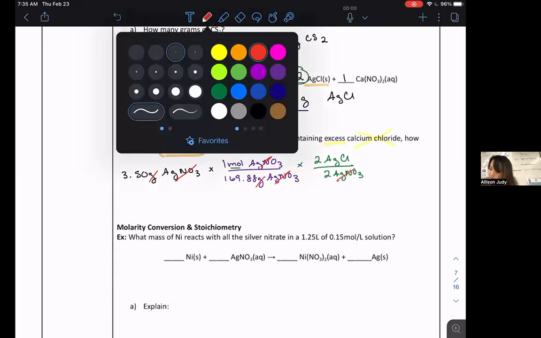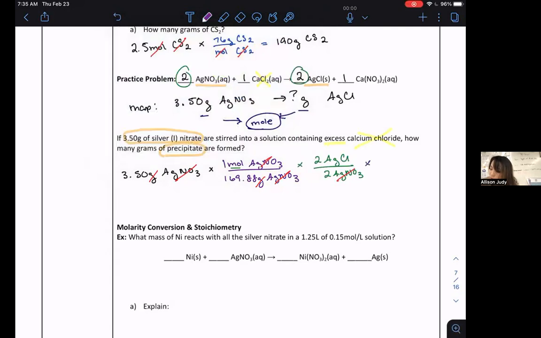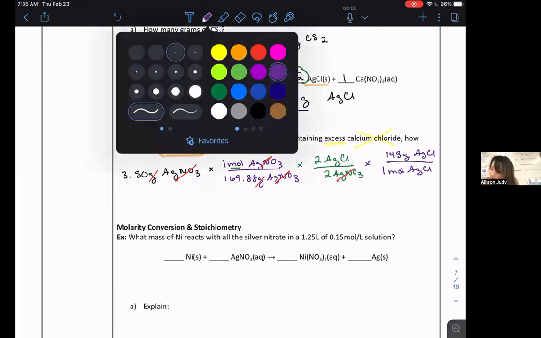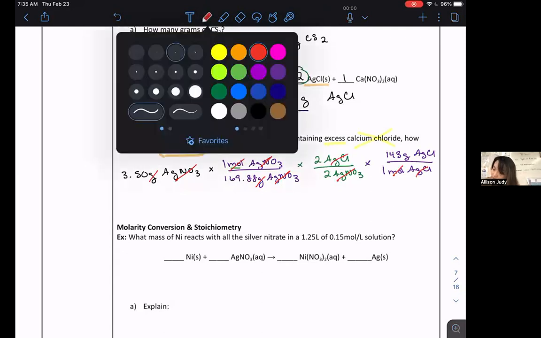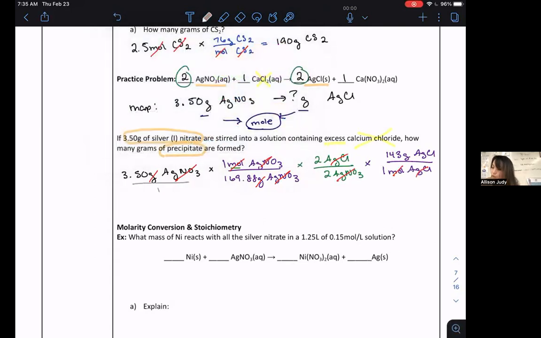I know that for every 1 mole of AgCl, I have about 143 grams of AgCl. That allows me to cancel out moles of AgCl, and I'm just left in grams of AgCl, which is exactly what I wanted. Then, imagining that this is over 1, we multiply across the top: 3.50 times 1 times 2 times 143, divided by parentheses 1 times 169.88 times 2 times 1.